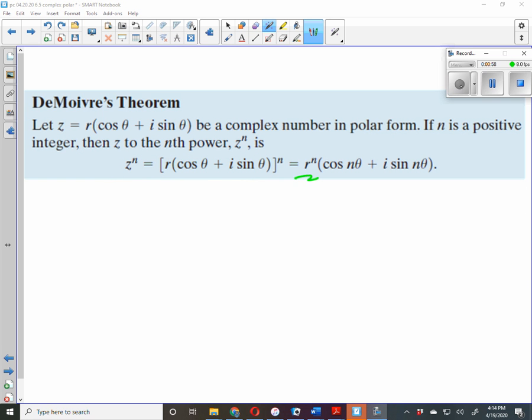Rewritten as r to the nth cosine n theta, so we're multiplying the theta times n, times the power. Remember, power to a power, you multiply, kind of what you're doing here. All right, so write this down, have access to it, and take your time as you go through this. You got 4 examples left.